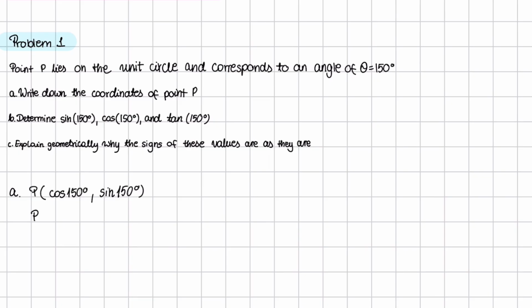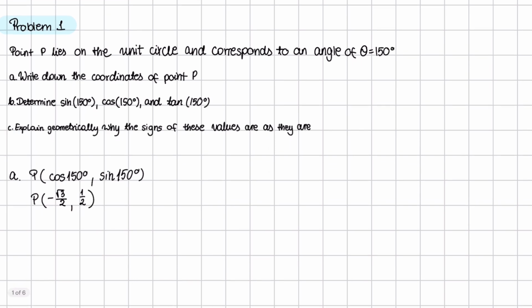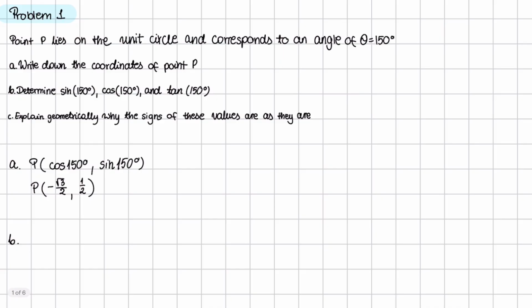So these coordinates are minus square root of 3 over 2 and 1 over 2. So that's our final answer for this point A. Point B, determine sine 150 degrees, cosine 150 degrees, and tangent 150 degrees. So basically we have answers for the sine and cosine, so we only have to calculate our tangent.